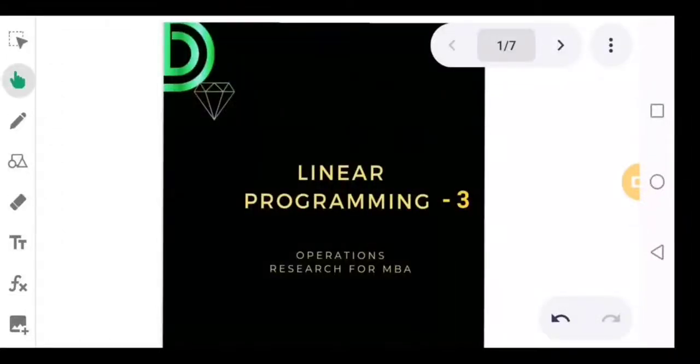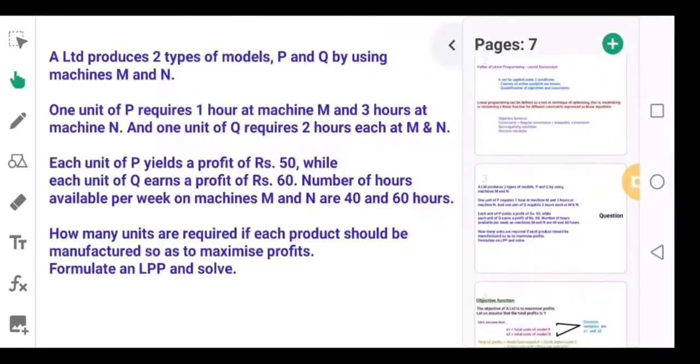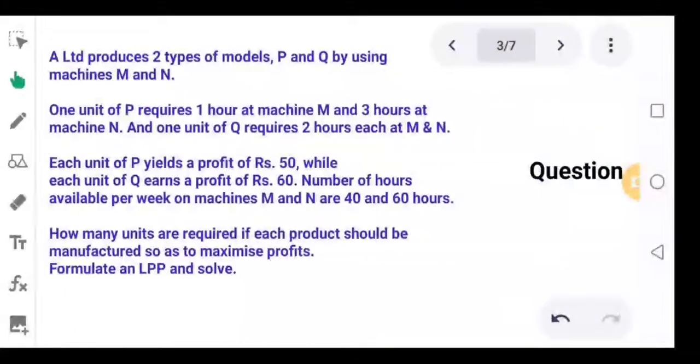Today's topic is linear programming. We're going to do part 3 of it, and we're going to cover a question today. Operations research for MBA is the subject. Now let's go to the question directly.